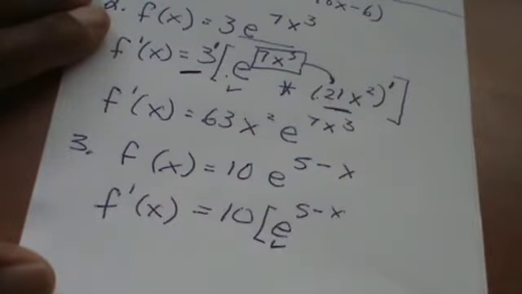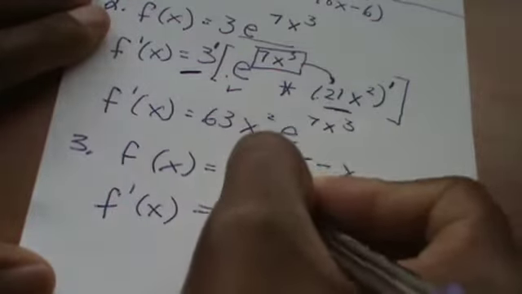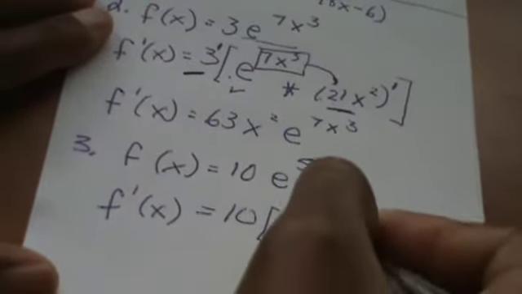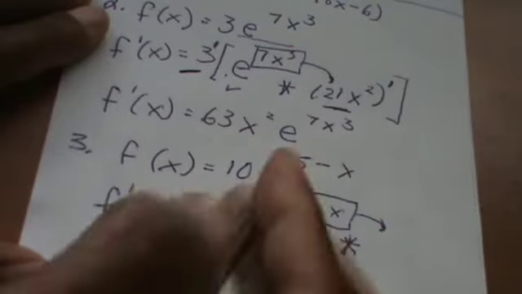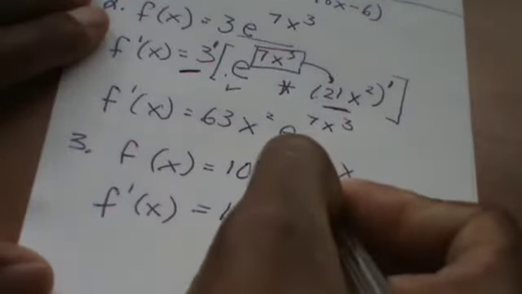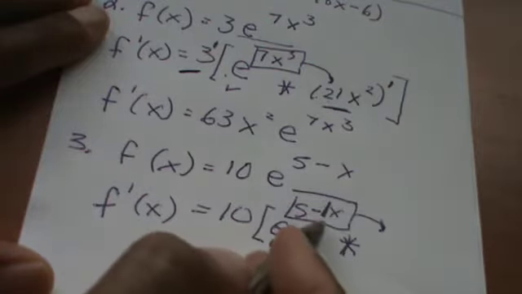That deals with the e part. But now I got this power that I didn't do anything with. That's your brick, right? You got to disintegrate the brick by multiplying by the derivative of the power. Derivative of 5 is 0. And then the derivative of negative x is negative 1.